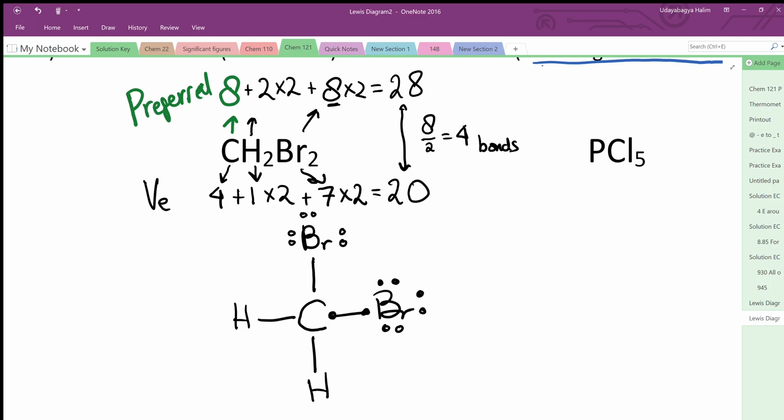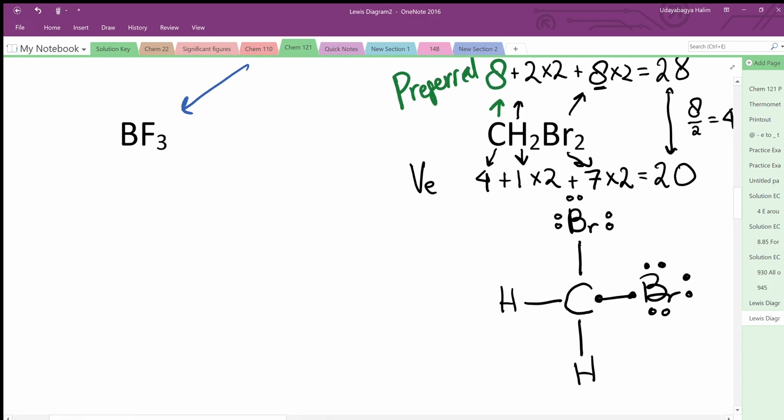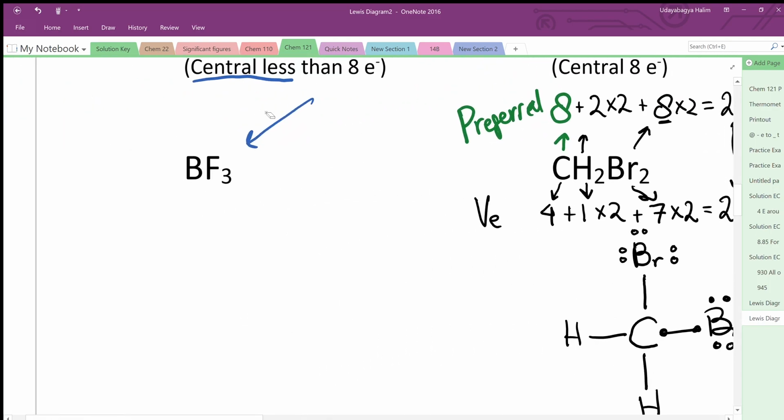So far, so good? Now, I want you to try on your own to draw the Lewis diagram of BF3. I'm going to leave the calculation of the valence electrons to you, and I'm going to give you a hint in terms of the preferred number of electrons. Boron in this particular molecule prefers to have 6 electrons, whereas the fluorine, because it's not the central atom, is still going to prefer 8. And there's 3.